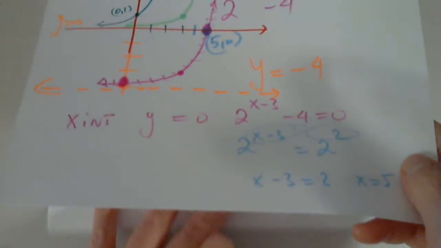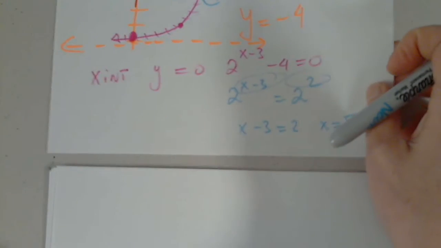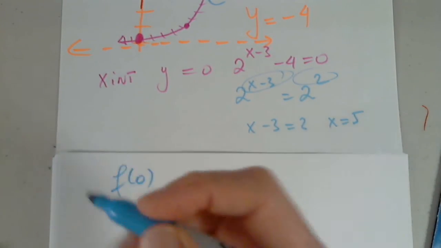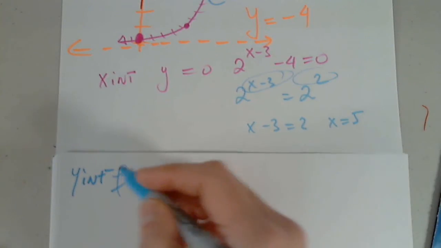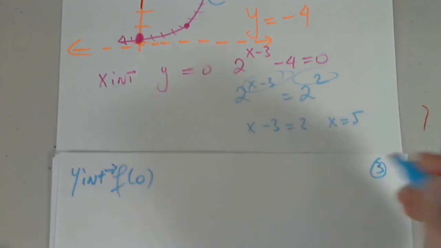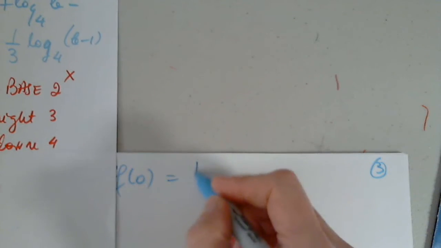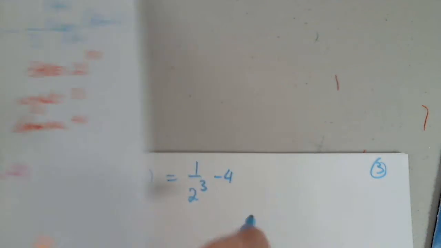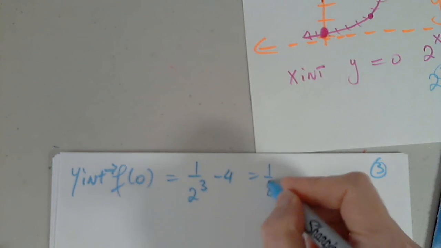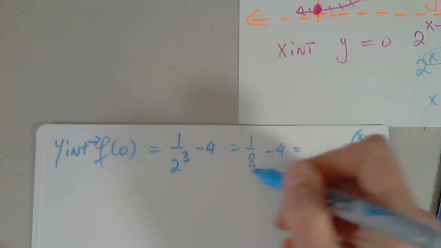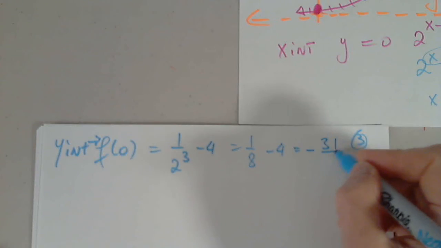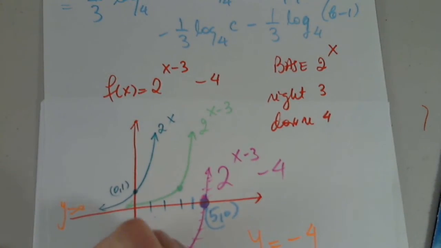For the other one, for the y-intercept, it's easier because I only need to find f of 0. So for the y-intercept, I find f of 0. 0 minus 3 is negative 3. 2 to negative 3 is 1 over 2 to the third, minus 4. And this is 1 over 8 minus 4. 1 minus 32, negative 31 over 8. So this point is 0, negative 31 over 8.